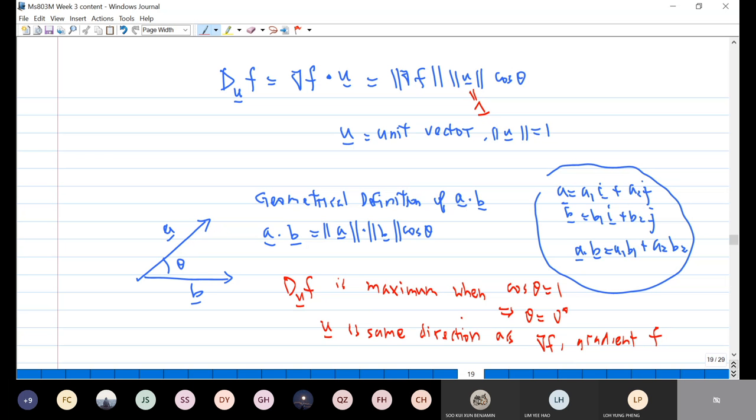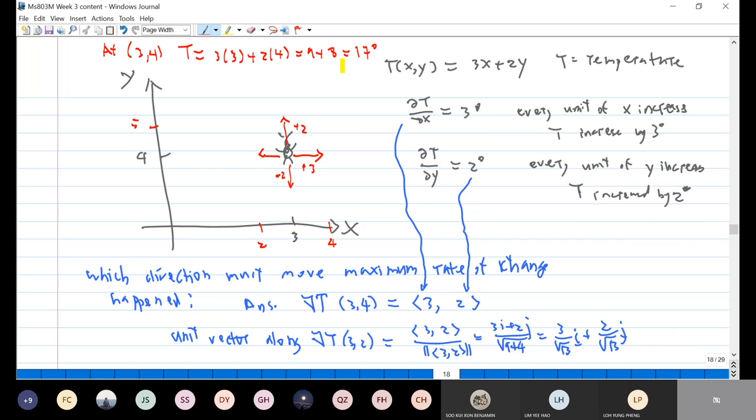So that is why I say the direction where you have maximum rate of change is the gradient vector. If you want maximum increase, you must take the gradient vector. Looking at this picture, the gradient we had just now is 3 over square root 13 i plus 2 over square root 13 j. This is the gradient vector, so if you move along it, you have the maximum rate of change.